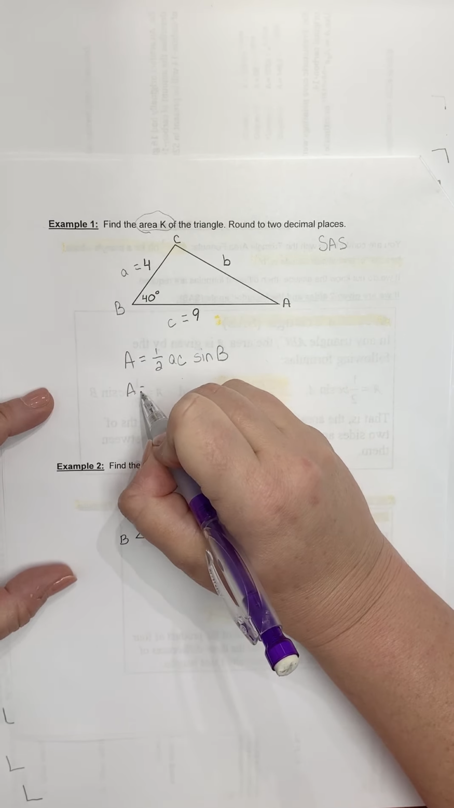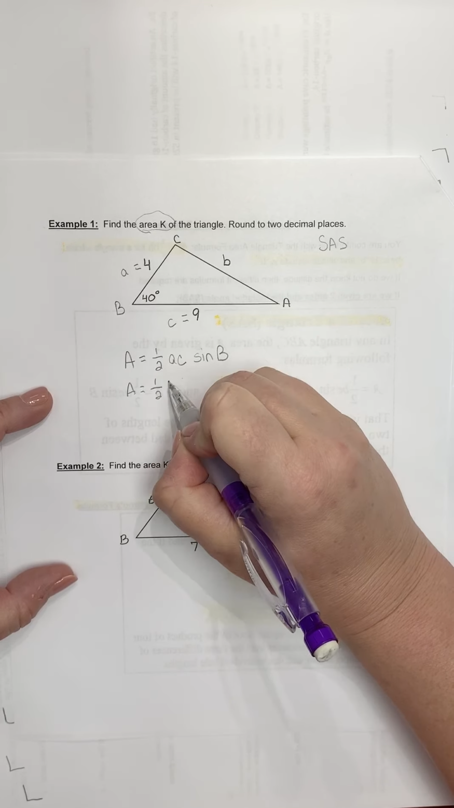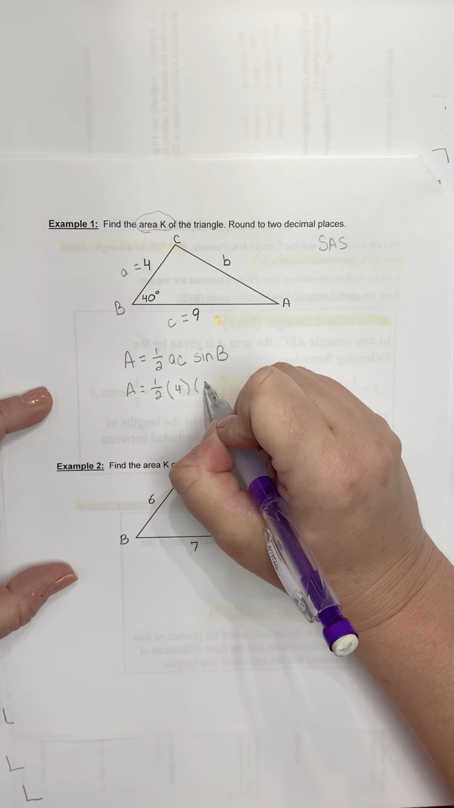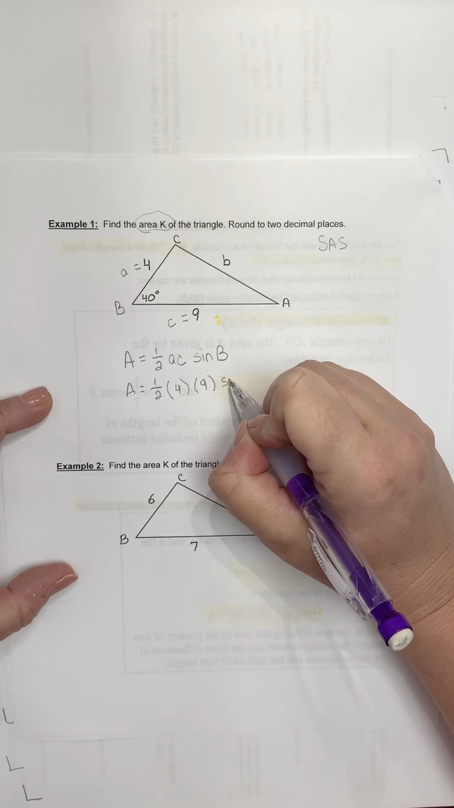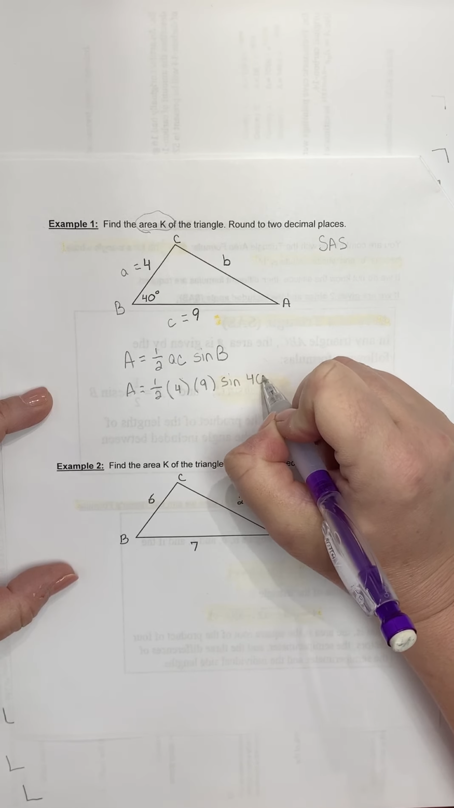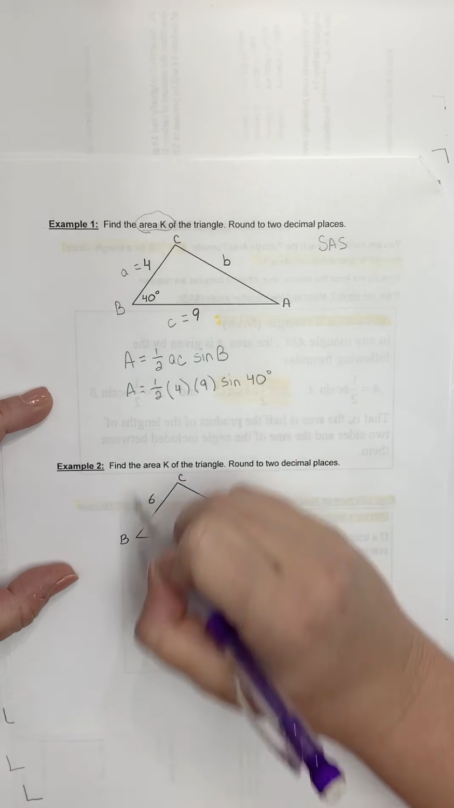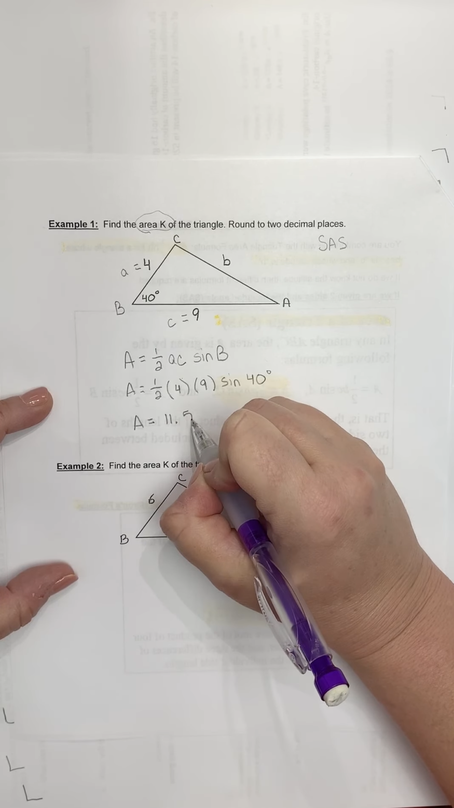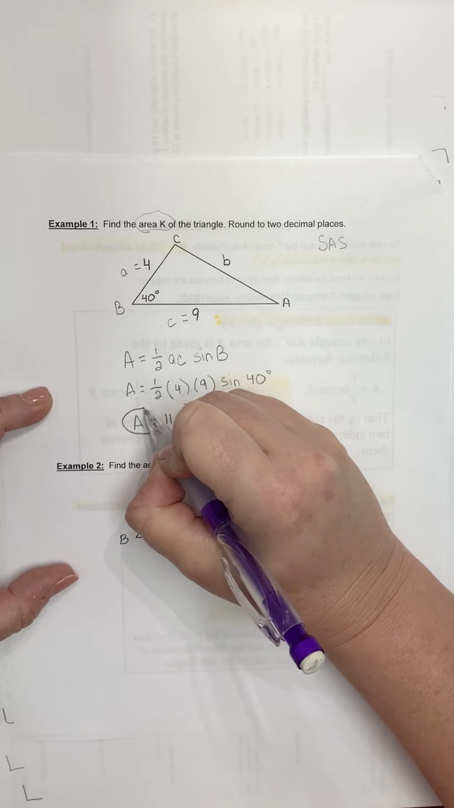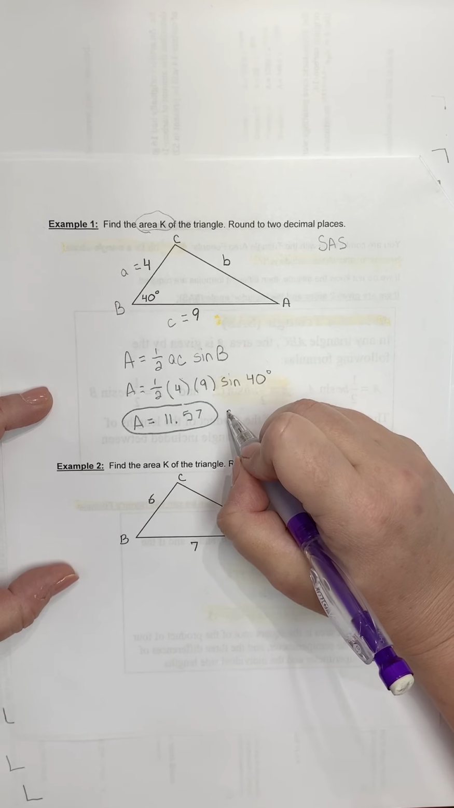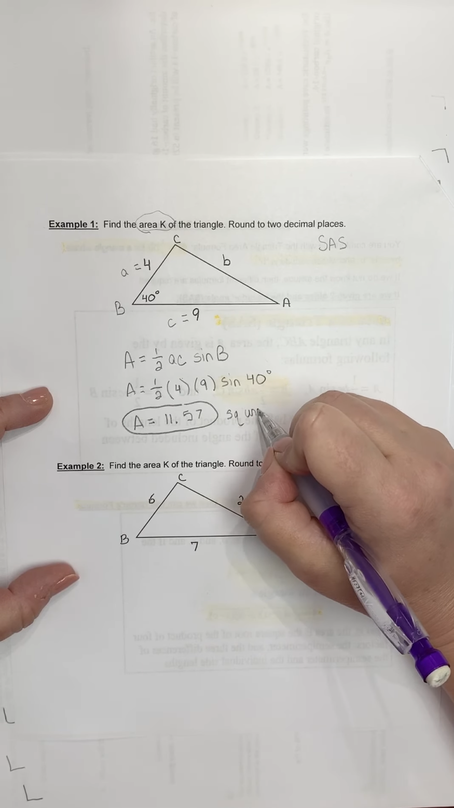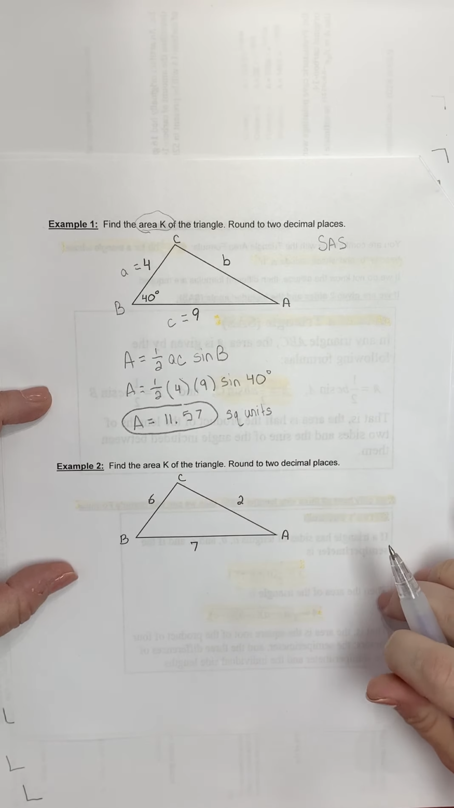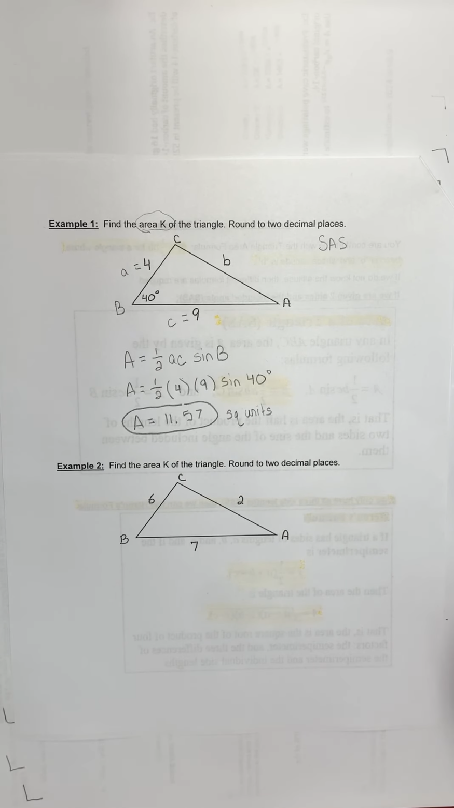We're just going to plug in the values we have. So we're going to do 1/2 times 4 times 9 times the sine of 40 degrees. Plug all that in your calculator, make sure you're in degree mode, and you're going to have 11.57 as your area. Now, it's not going to ask you for units, but it doesn't hurt for us just to remember that these are square units, area squared. We want to keep that in mind.